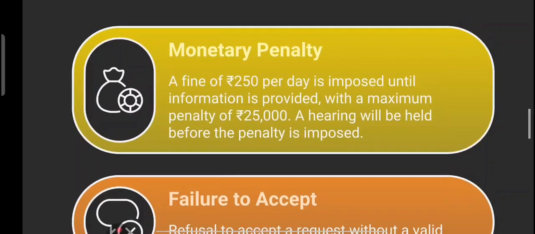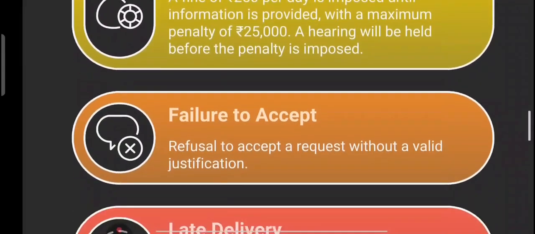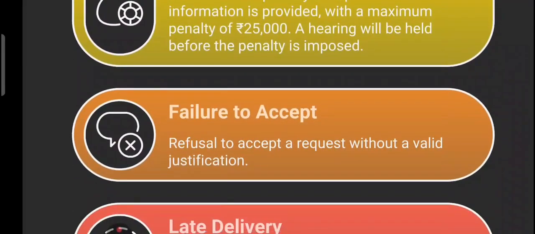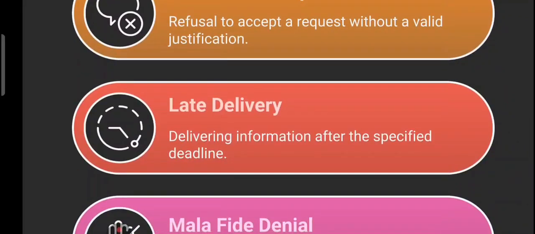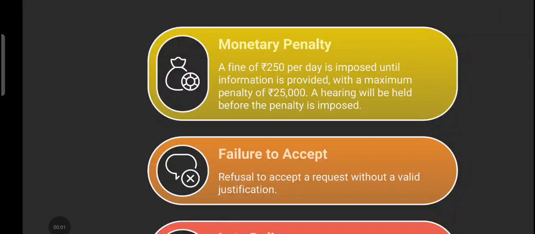So a fine of ₹250 per day, up to ₹25,000. This is the monetary penalty. Then we have failure to accept. Simply refusing an RTI request without any valid reason is not allowed. Late delivery: if the information reaches you after the deadline, it counts as what we have just discussed, a fine of ₹250 per day up to a maximum of ₹25,000.